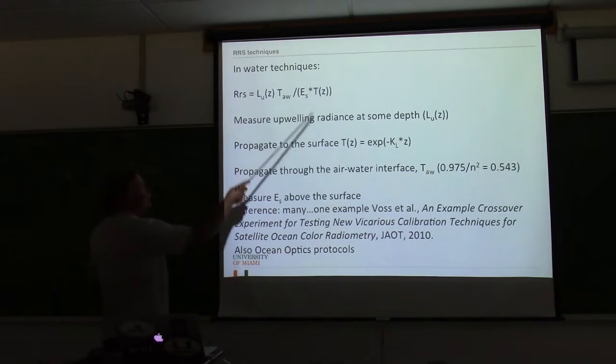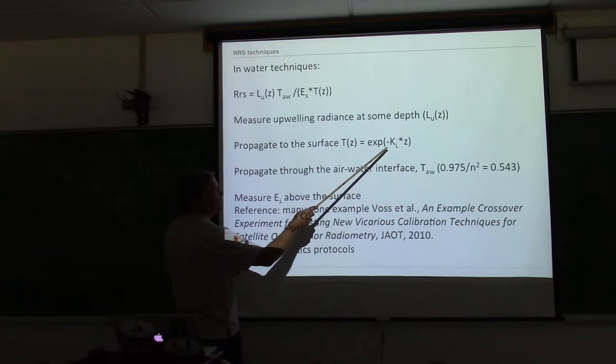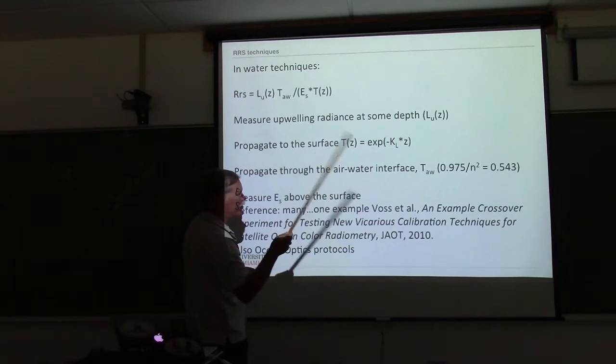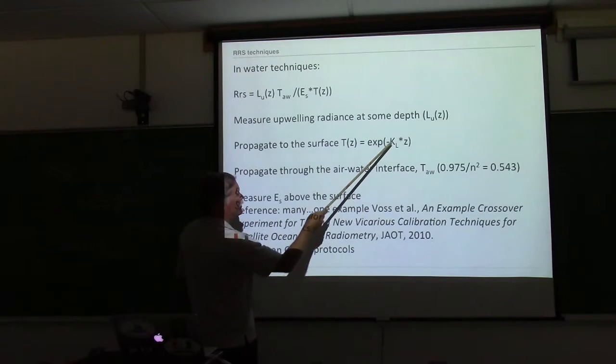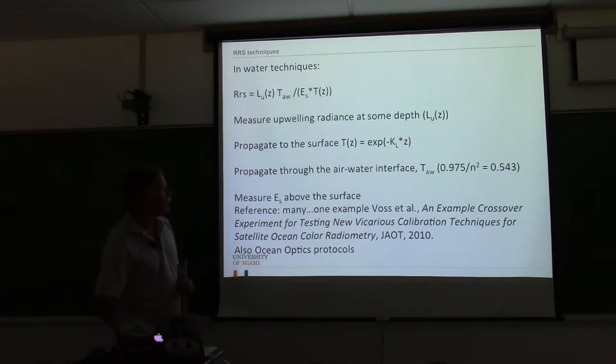The T of z factor, as I say here, you get from measuring a diffuse attenuation coefficient for the upwelling radiance, and Kirk or Gould in his AOPs lecture should tell you more about diffuse attenuation coefficients and how to calculate those.